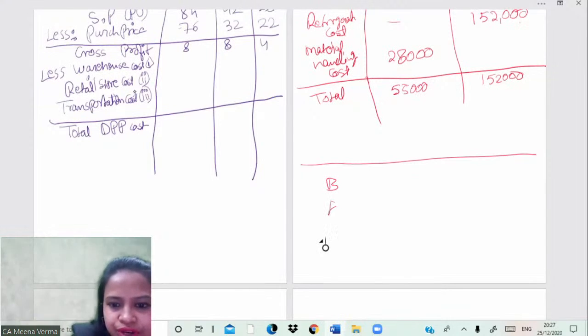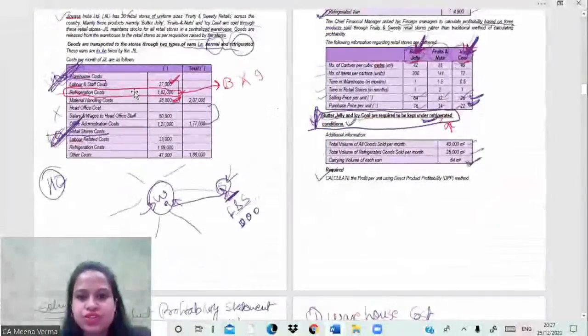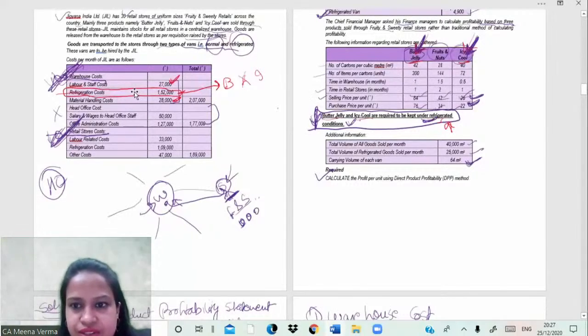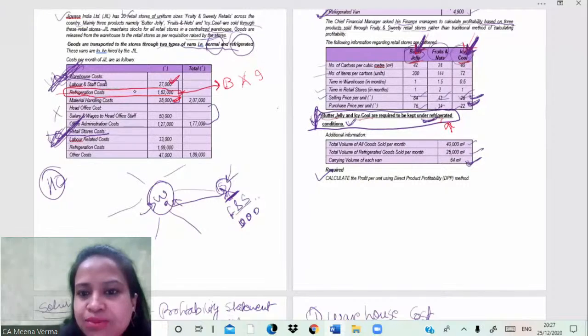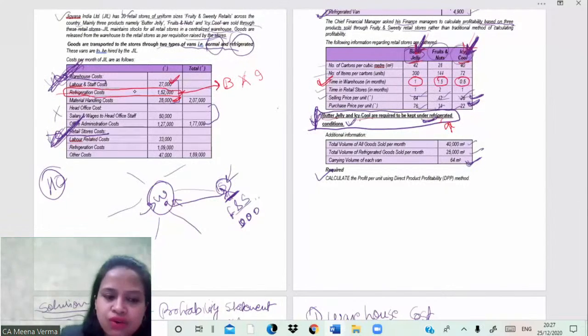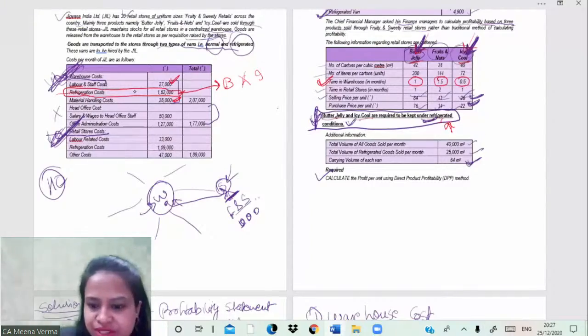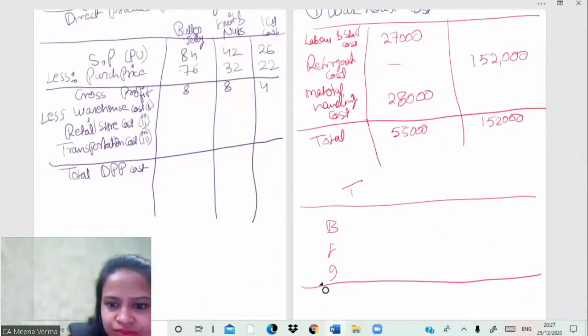Now some more information related to butter jelly, fruit and nuts, and icy cool, these three products. Now let us see the time period for which you will incur this cost. See, time in warehouse. You will keep the butter jelly for 1 month, fruit and nuts for 1.5 months, and icy cool for 0.5 months. We will keep them for this time. The time in warehouse.